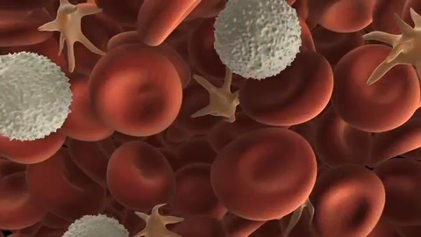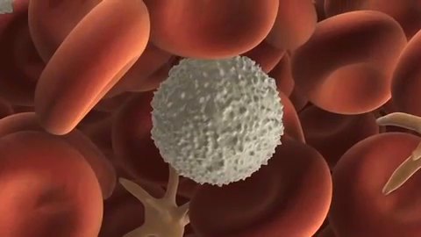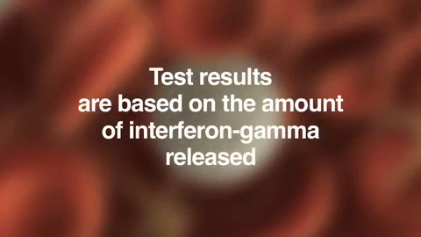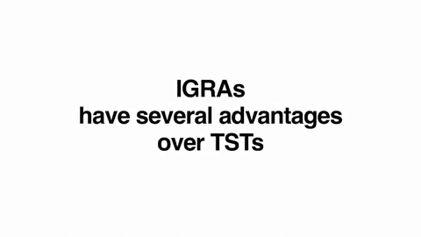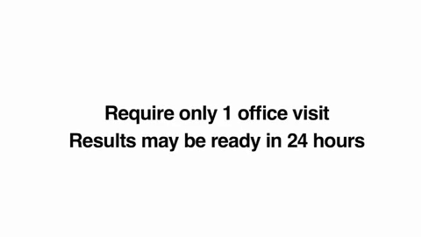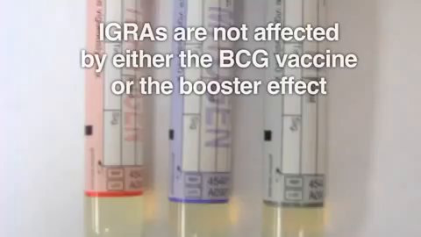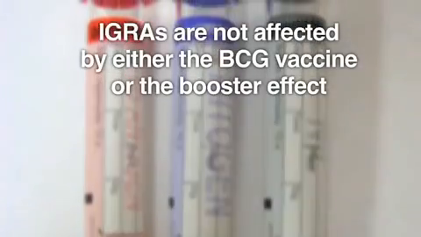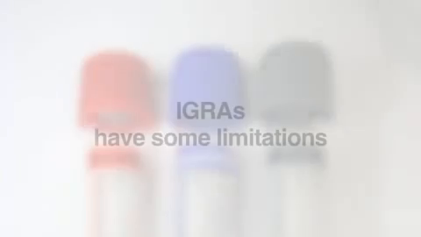If someone is infected with TB bacteria, the white blood cells release interferon gamma. Test results are based on the amount of interferon gamma released. IGRAs have several advantages over TSTs. They require only one office visit, and results may be ready in 24 hours. IGRAs are easier to interpret and are not affected by either the BCG vaccine or the booster effect, which we'll talk about shortly. However, IGRAs have some limitations.